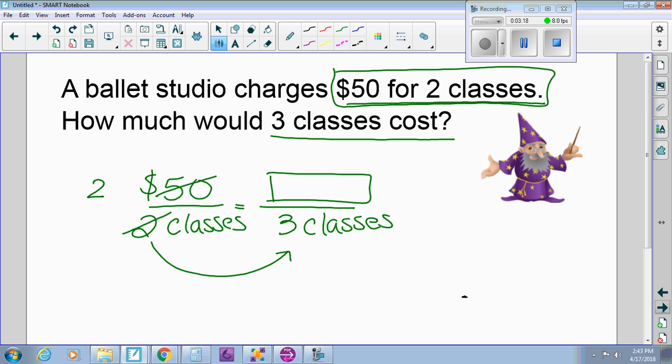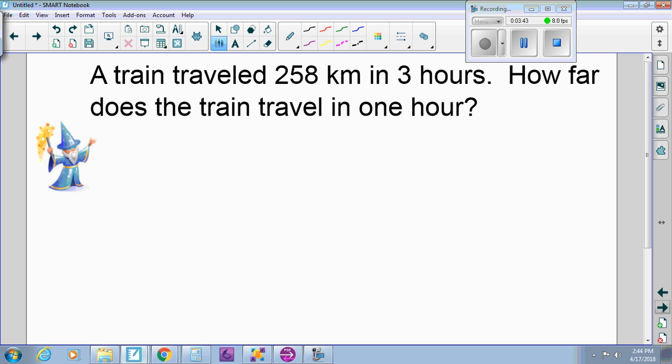If it's $50 for 2 classes, that means it's $25 for every 1 class. All right? So if I look from 1 to 3, you multiply that by 3. 25 times 3 is $75. So you pretty much have to figure out that it's $25 for 1 class, and then if you're going to take 3 of those, you've got to scale it up to $75. All right, the next question.